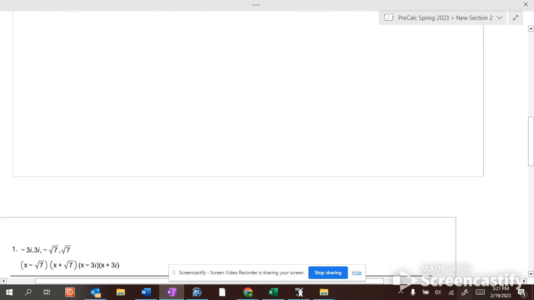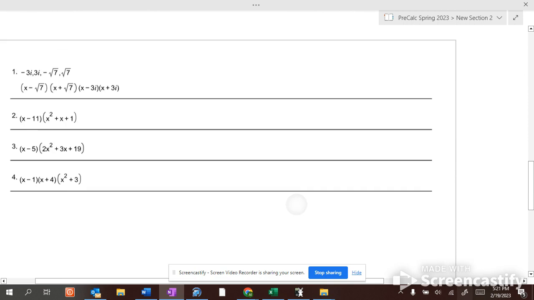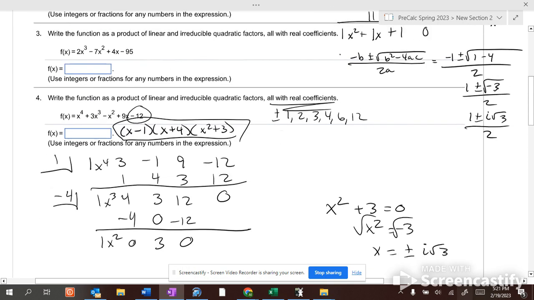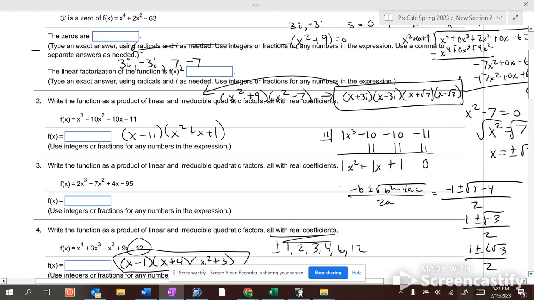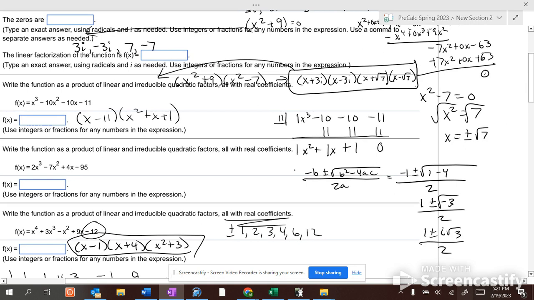Real coefficients, Mr. Bierschbach. And there it is. Okay. So that's the basics of what we're doing on these 4 problems. Okay. So there you go.